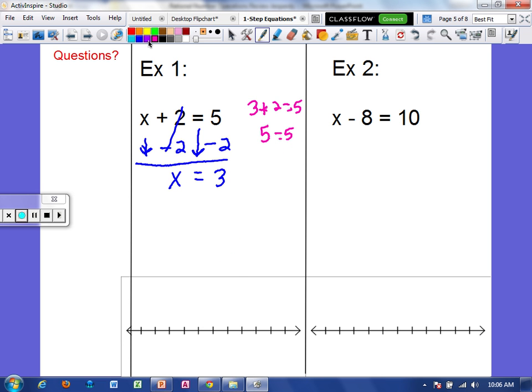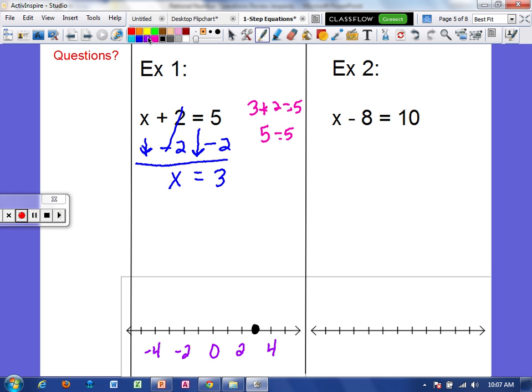Now we're going to graph the answer. So I'm going to label this, I'm going to have a 0 here, and I'm going to label it by 2's. And you can label this however you want, just as long as you have a positive 3 located on there. So a positive 3 would be located here, and I'm just going to put a dot. And that is showing that on that graph x equals 3, and that's it.